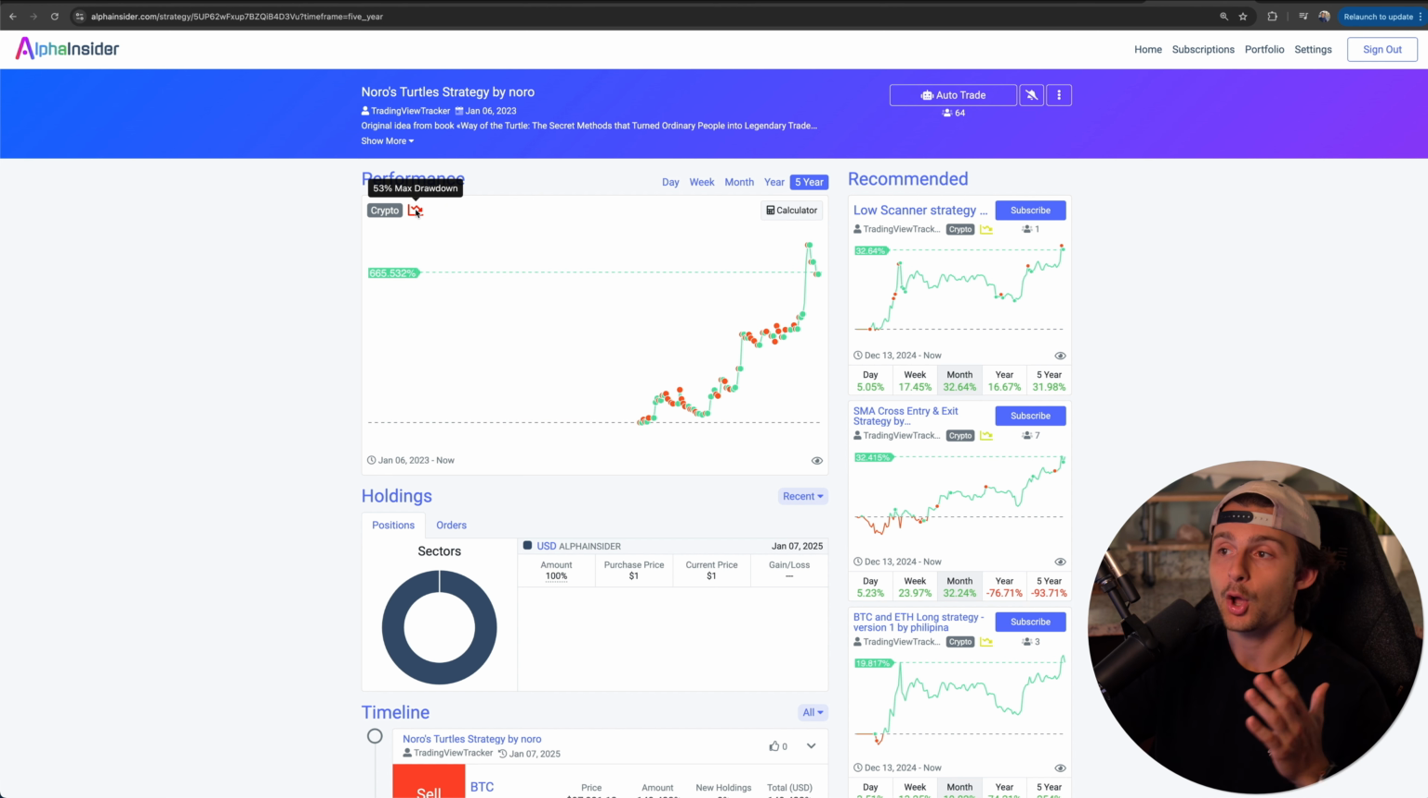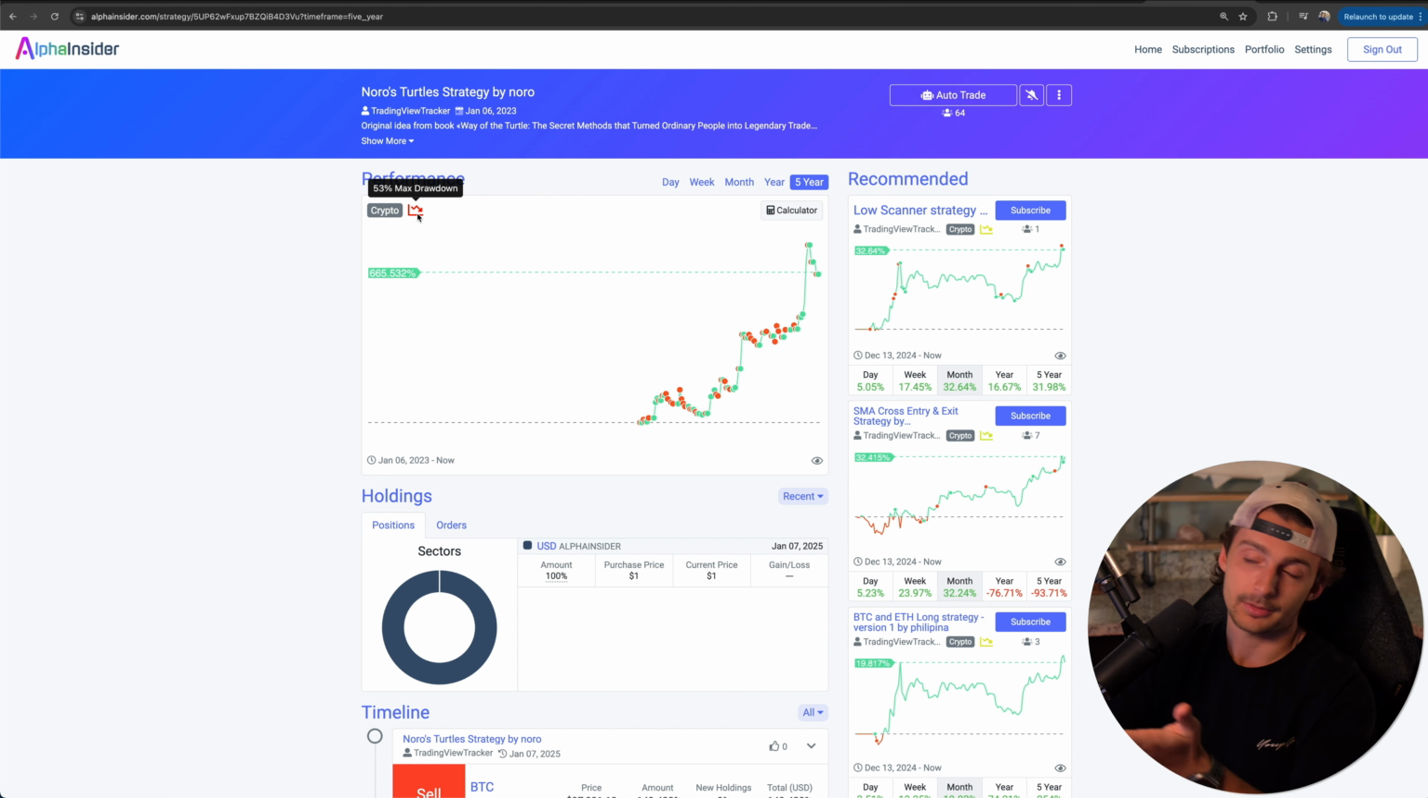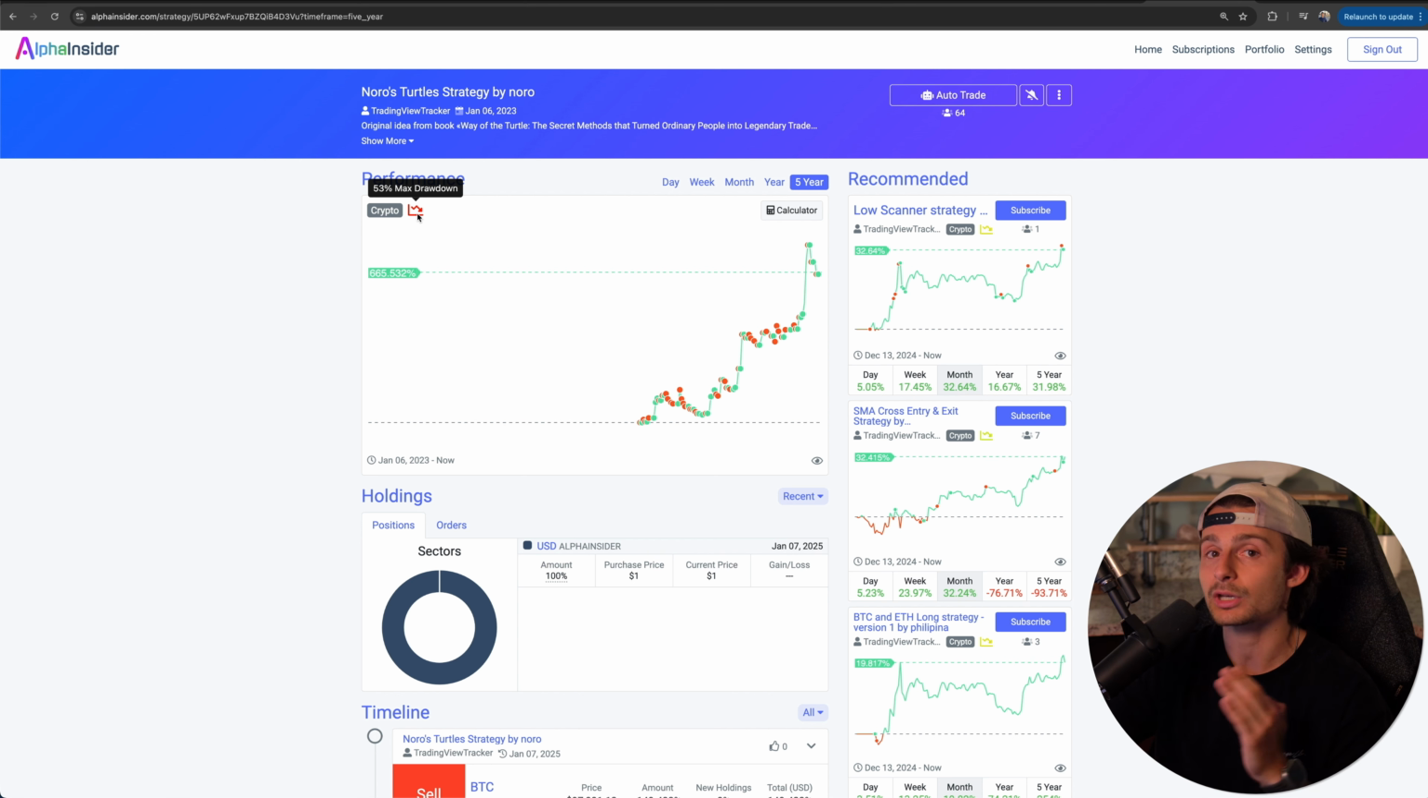For example, over the past 5 years, or the past couple of years, I guess since the origination of the strategy, the max drawdown was 53%. If you can't handle that, that's not a good sign. But if you can handle that, or you understand that's okay because it's up 665% over the past 2 years or so since it's been created, that could be okay.